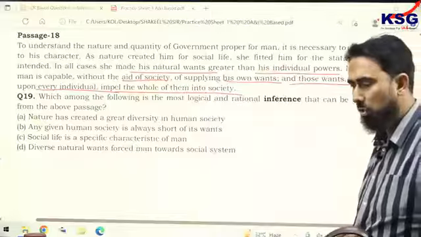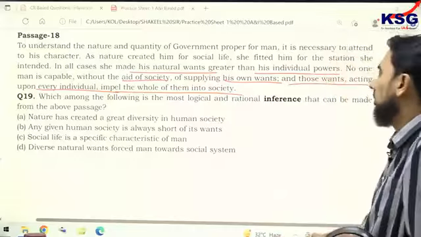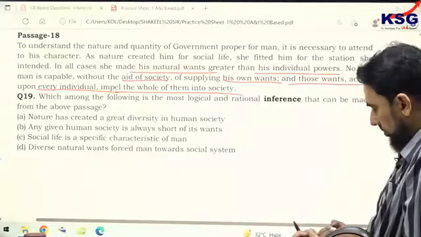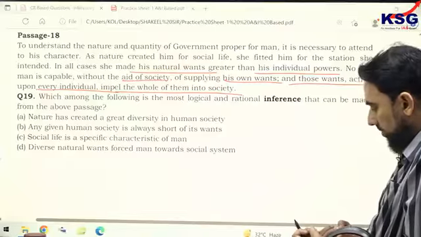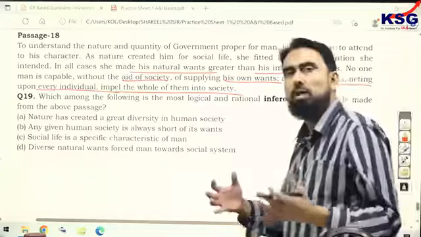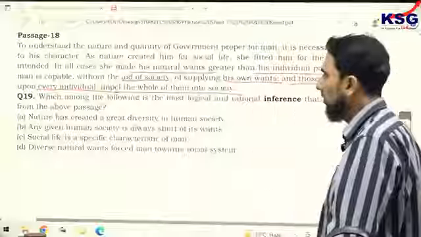So, the natural wants, needs, and the power. Want and need were always greater than the power given to an individual, and this compels him to be dependent on others, and this way the society comes into existence. That's the structure.